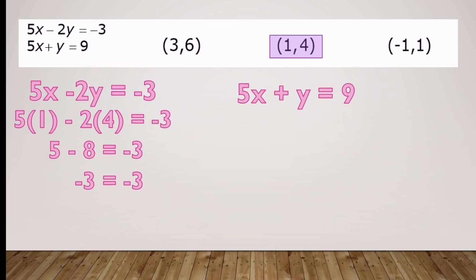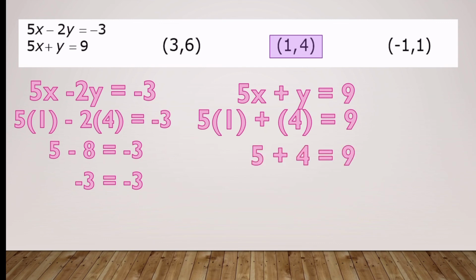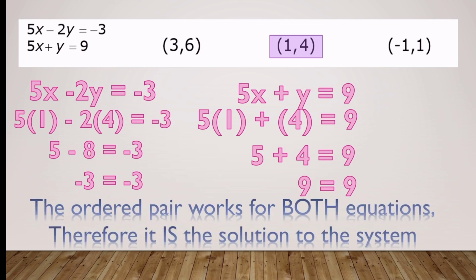Again, 1's going in for x, 4's going in for y. 5 times 1 is 5, plus 4, 9 equals 9. The ordered pair works for both equations. Therefore, it is the solution to this system. You don't even need to bother with negative 1, 1.